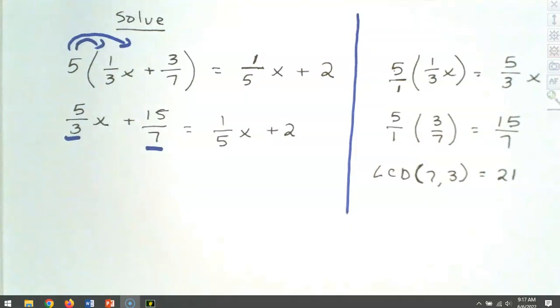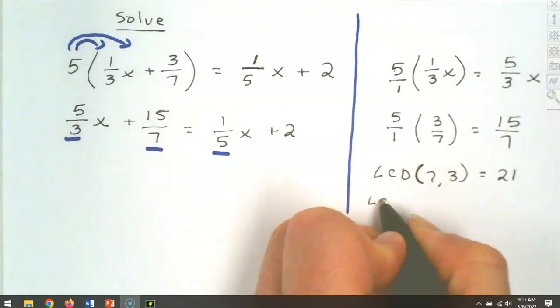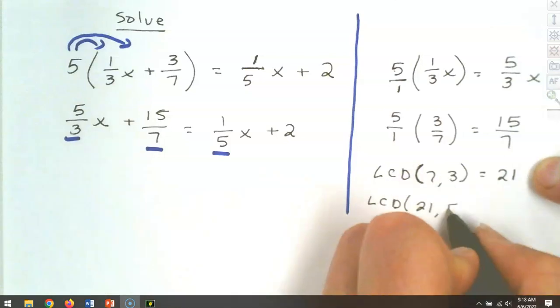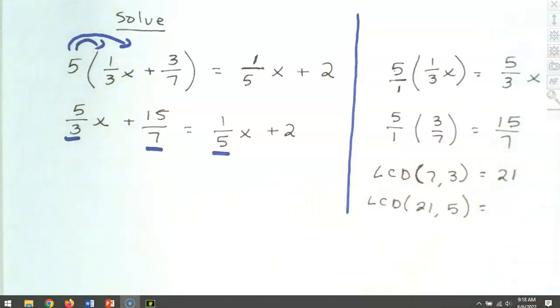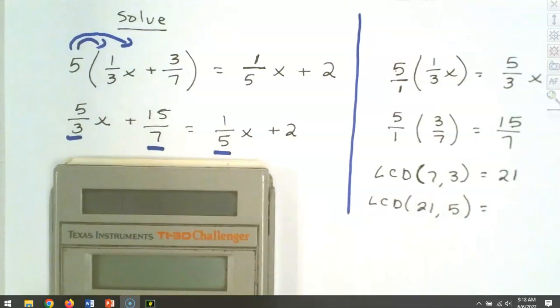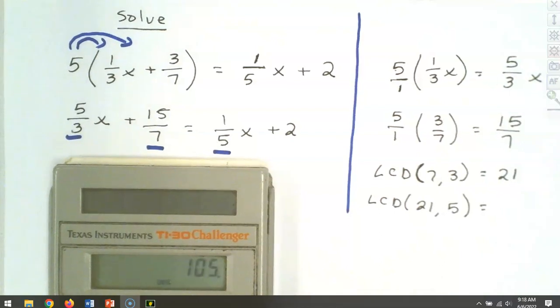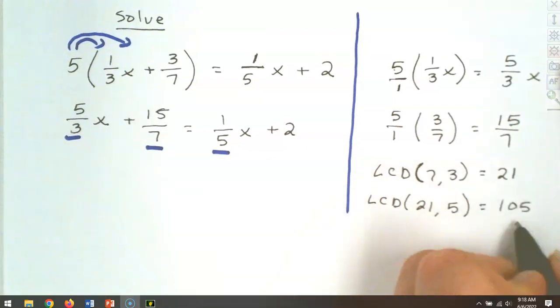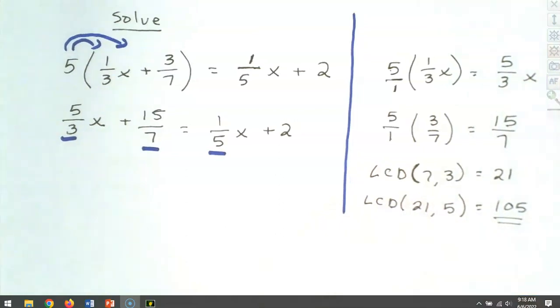Now we need to work with the 5. So now we need the least common denominator of that 21 that we just found and 5. Well, 21 and 5, they have absolutely nothing in common. So the smallest denominator is then going to be 21 times 5, and 21 times 5 makes it then 105. So that's my least common denominator. So work with them in pairs.